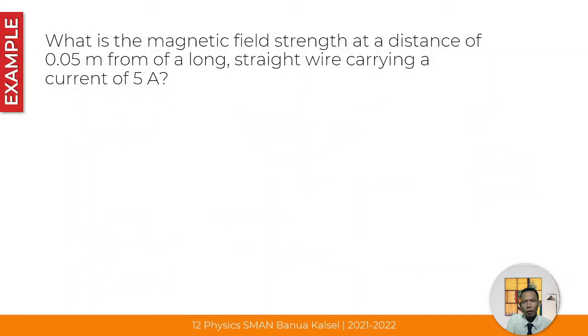The example for the long straight wire. What is the magnetic field strength at distance of 0.05 meter from long straight wire carrying current of 5 ampere? What we have in the question, we have the distance and also the current. So let me write it. The distance is R, 0.05 meter, and the current I is 5 ampere. And also we have mu 0, which is 4 pi times 10 to the power of minus 7 Newton per ampere square. And we want to find the magnetic field.